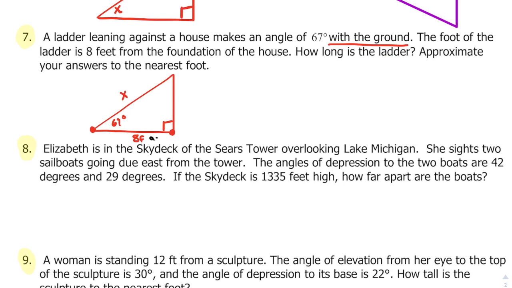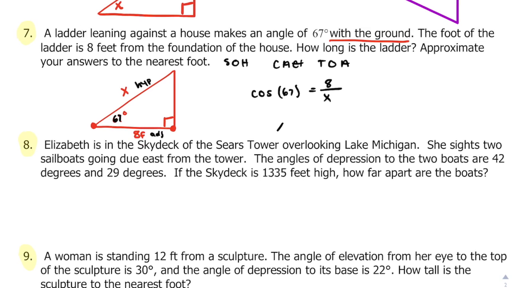Eight feet is the side adjacent to this reference angle. X is the hypotenuse. So adjacent and hypotenuse, we are going to use cosine. Cosine of 67 degrees is the adjacent side, 8, over the hypotenuse, x. Well, since our variable is on bottom, we are going to switch. X equals 8 over cosine of 67. Solve for x and you found your answer.